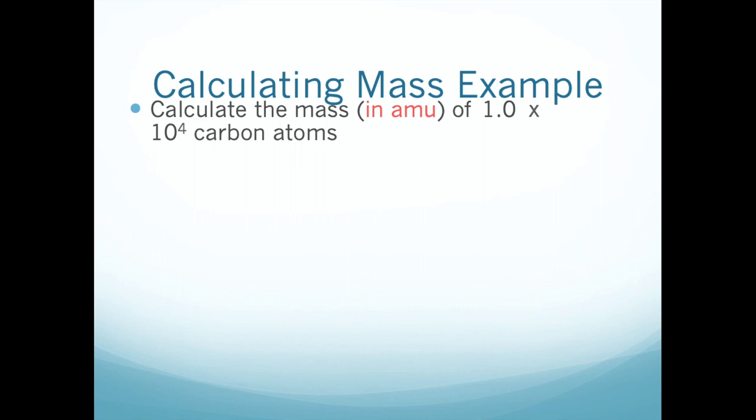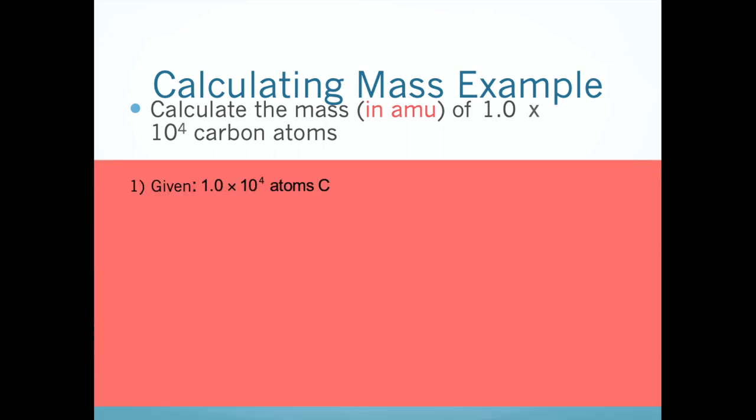Okay, let's try doing one backwards. We want to calculate the mass in atomic mass units of 1 times 10 to the 4 carbon atoms. In other words, 10,000 carbon atoms. Okay, so since we're dealing with carbon, you may want to look up carbon in your periodic table. If you haven't already pulled out a periodic table, I really recommend doing that. You're going to need it a lot in this chapter. Okay, so have a periodic table in front of you and look up carbon.